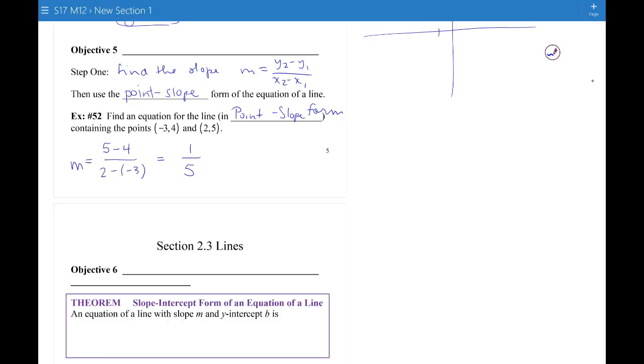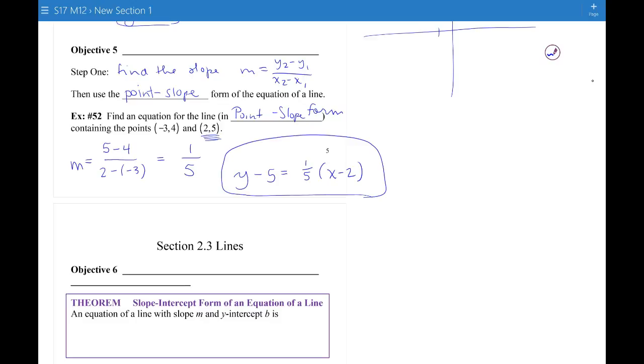Then it doesn't matter which point I use. I'm going to use the second point because it has both positive values. So I'm going to say y minus 5 equals 1/5 times x minus 2. And that's my answer in point slope form. I can see that the slope is 1/5 and the point (2, 5) is a point on the line.